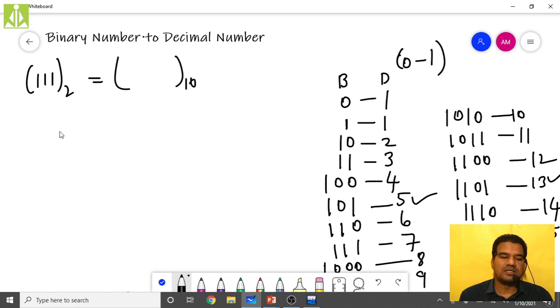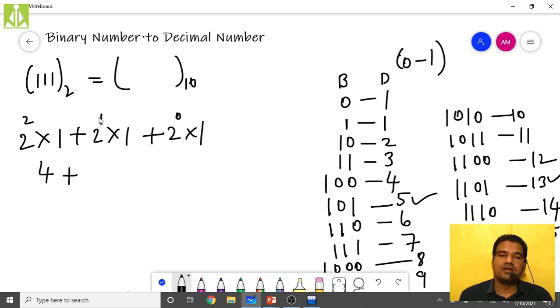Same thing. Separated, 1 1 1, multiply each with 2, then add a plus sign in between, and add the powers 0, 1, 2, likewise. So 2 power 2 is 4, 4 multiplied with 1 is 4, plus 2 power 1 is 2, multiplied with 1 is 2, plus 2 power 0 is 1, multiplied with 1 is 1. So what is the value? 7 we got, and that's the 7 you put here.